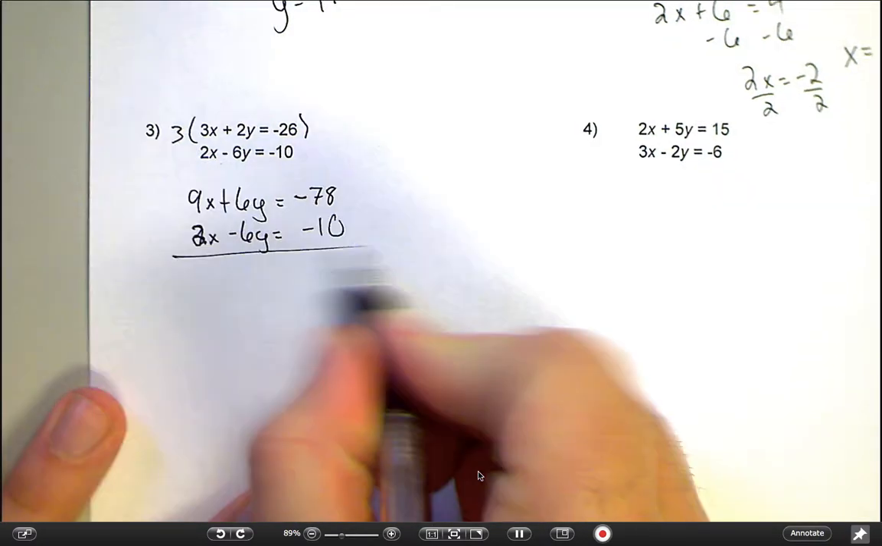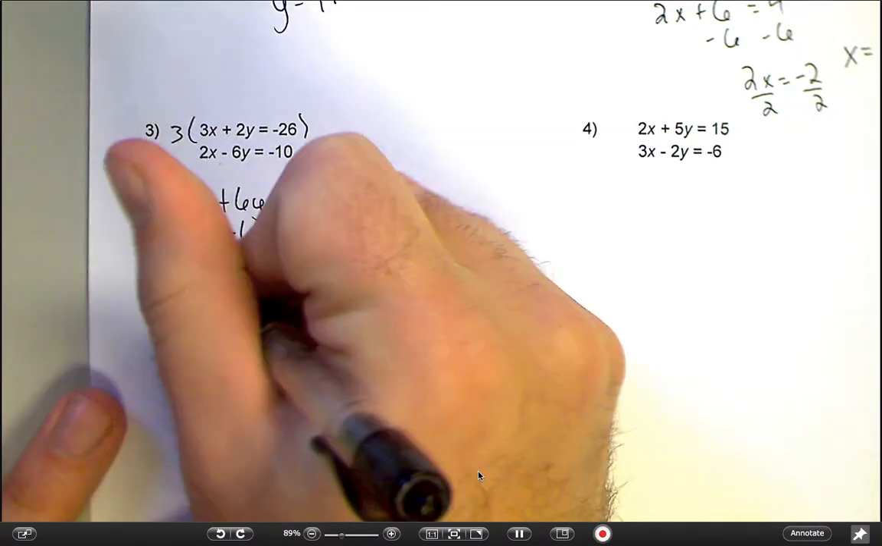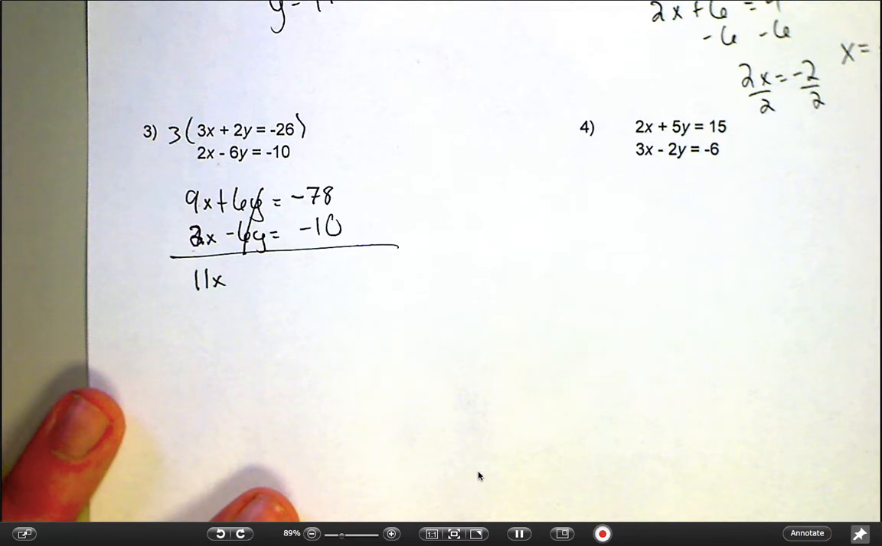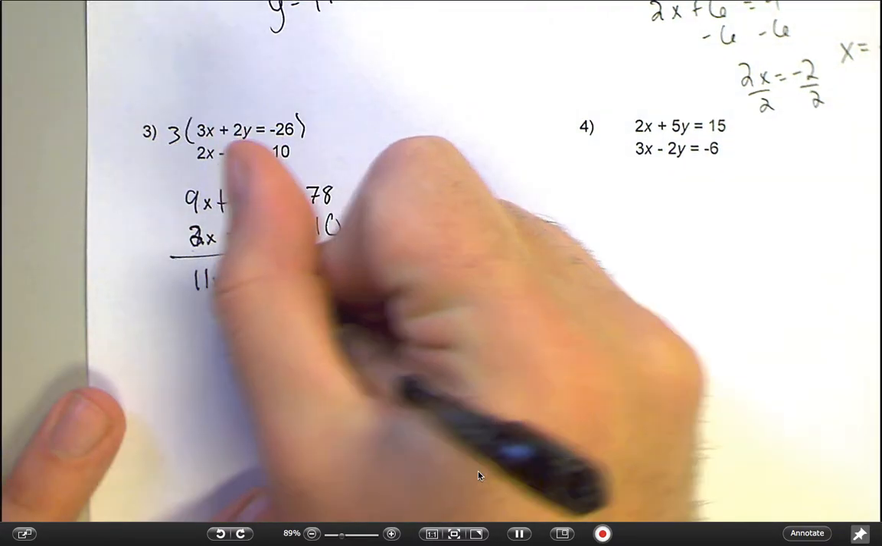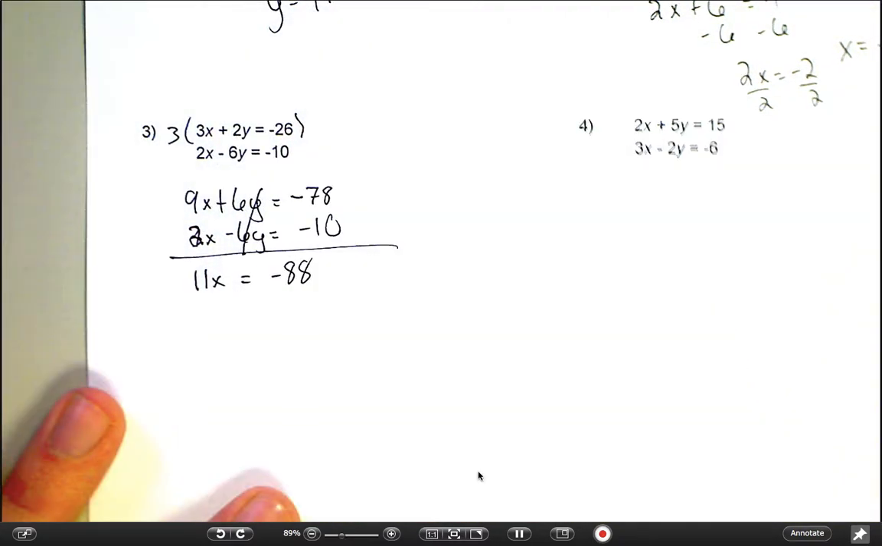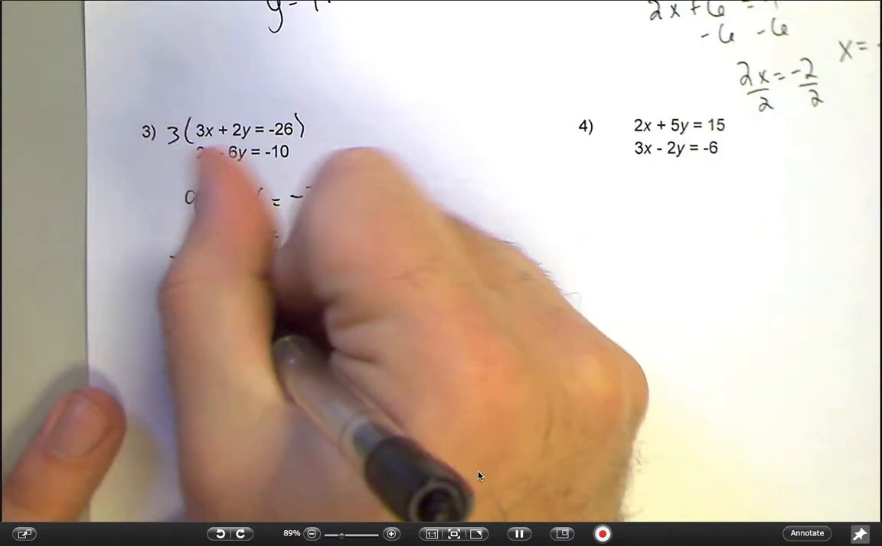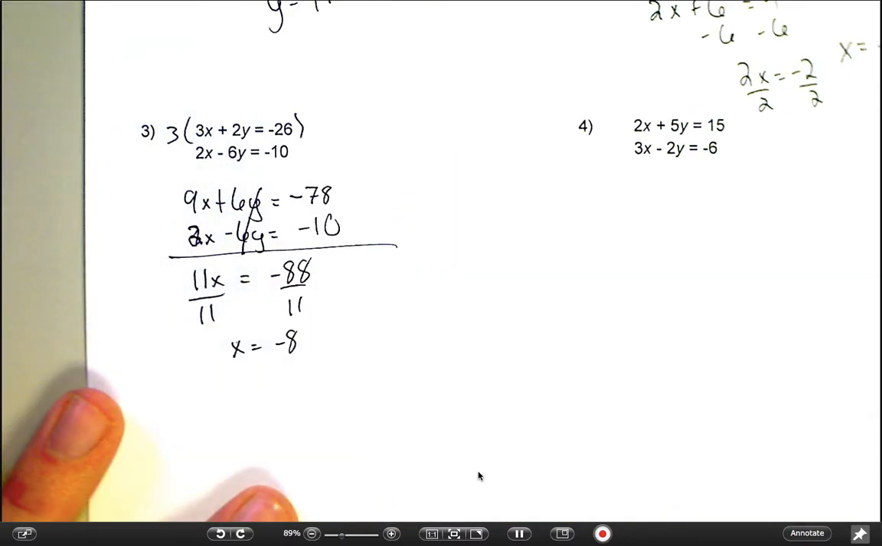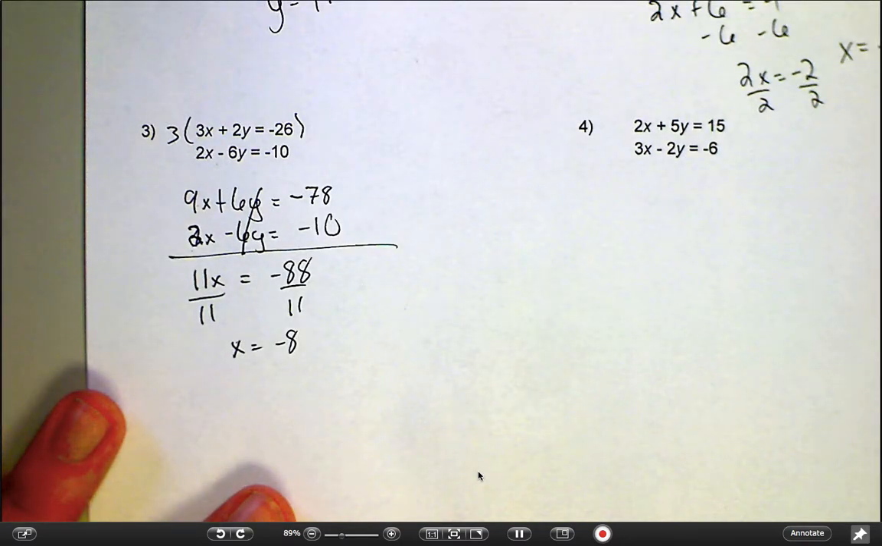And we'll go ahead and add those together. 9x and 2x gives us 11x. Our 6y's cancel. One's positive, one's negative. And our negative 78 with a negative 10 gives us negative 88. Okay, from there I'll go ahead and divide by the 11 on both sides, and we'll have x is equal to negative 8.